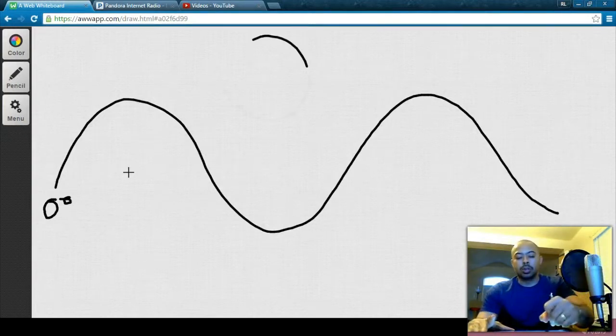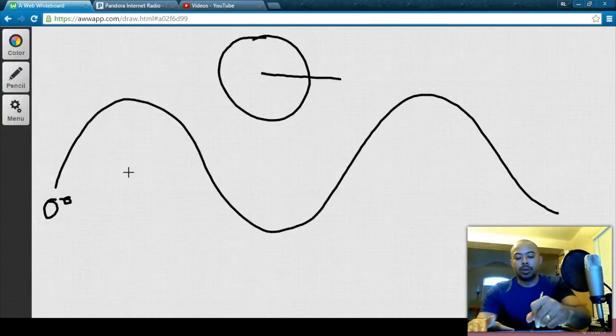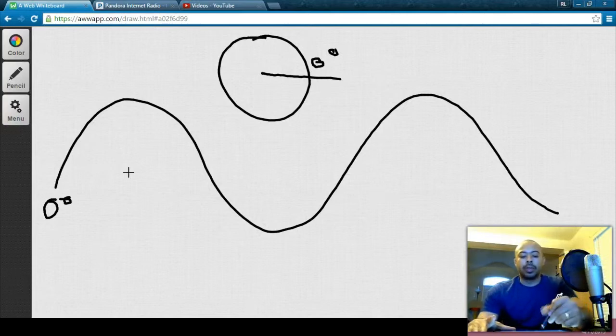And I'll try to squeeze that in here, hopefully not being too confusing. So at 0 degrees, the battery is there, and then it turns up to 90 degrees and hits its maximum, which is right here.